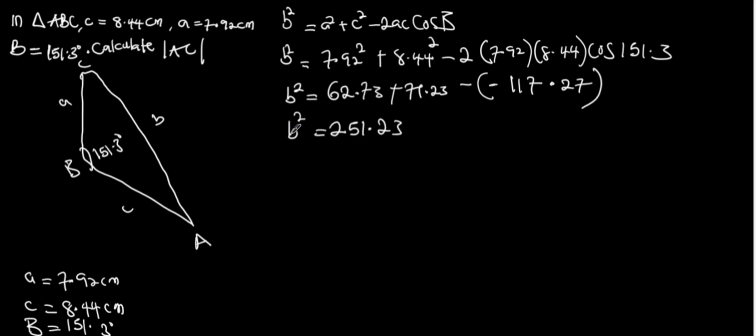251.23. Now, to get our side B, that will be the square root of 251.23. B is equal to the square root of 251.23, which is equal to 15.85 centimeters.